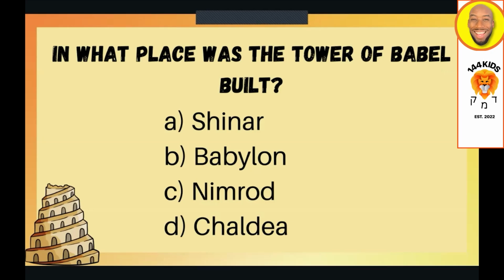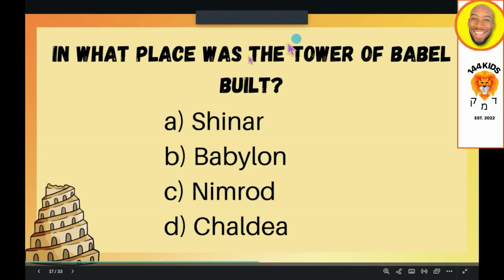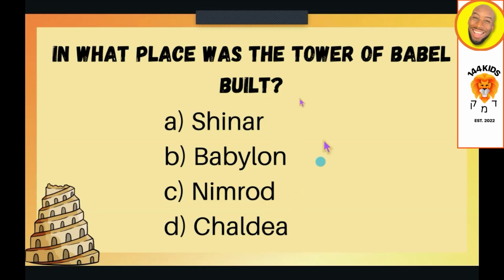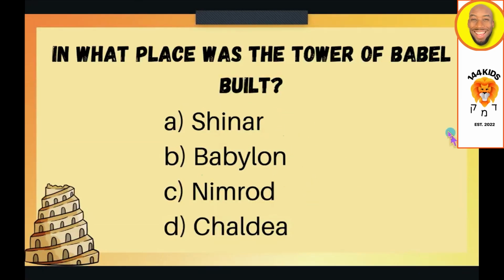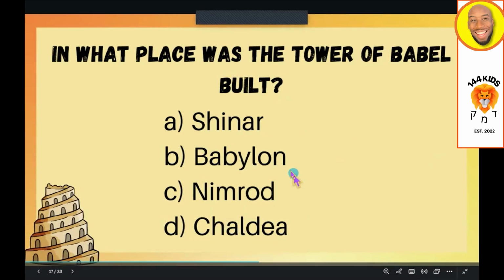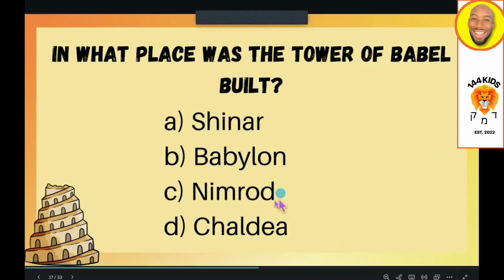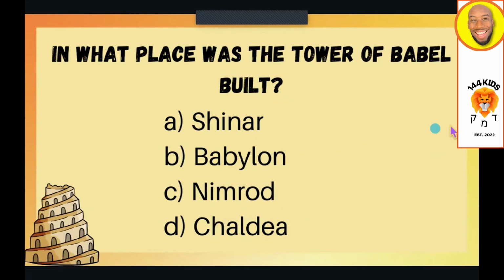I'm seeing some B's. All right, let's take a look. In what place was the Tower of Babel built? Shinar, Babylon, or Nimrod? It looks like a lot of you put Shinar, some of you put Babylon, and a few of you put Nimrod. Now, Nimrod's not a place. That's the name of somebody. So it can't be C. Chaldea is short for the Chaldeans. It's a place, but that's not where the Tower of Babel was built. So it has to be between A or B, Babylon or Shinar.